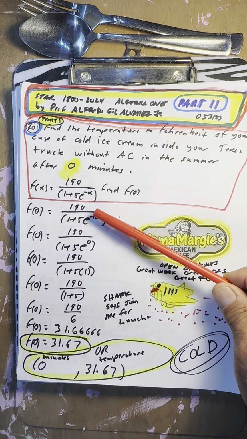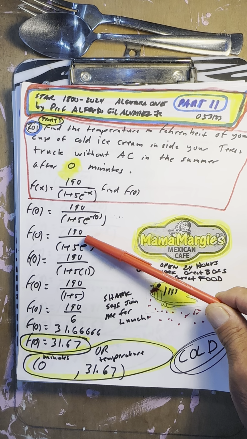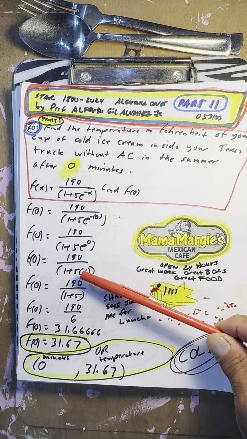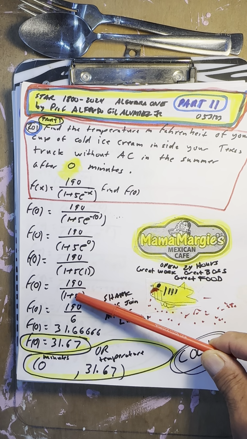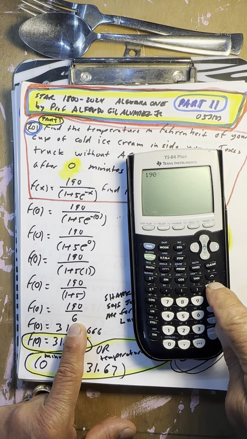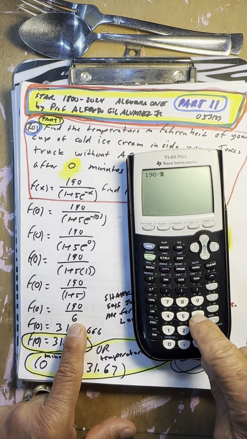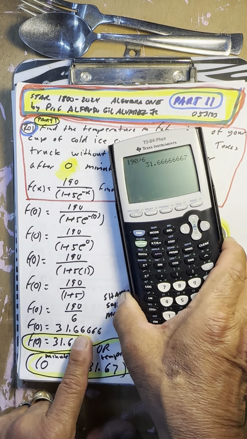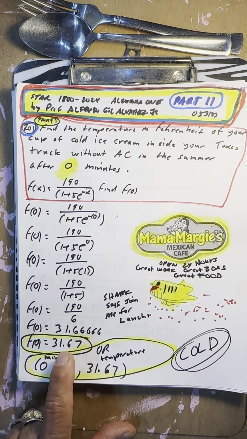So now f of 0 means put a 0 there, and it's e to 0. E to 0 is 1. 1 times that is going to be 5. So now we have 1 plus 5 is 6, and 190 divided by 6. You can use a calculator if you want to. So 190 divided by 6 is 31.666, a bunch of them. We'll round it off to 31.67.